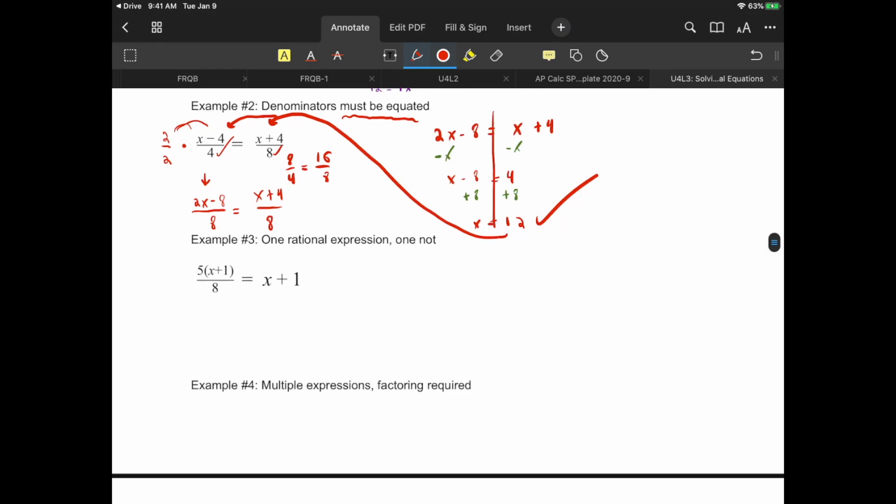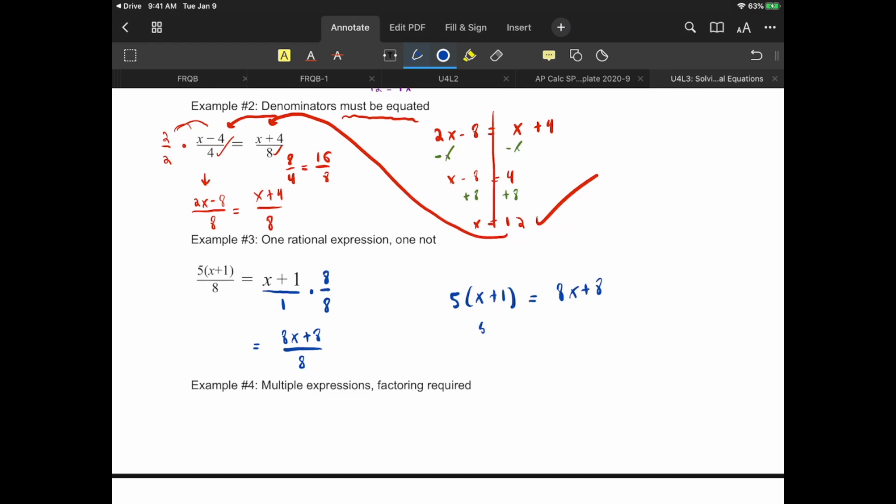Okay, so just going through a couple more examples here. Don't forget, if you have one term that's rational and one that's not, you can always just pretend this is x plus 1 over 1. And so to make it comparable, we would just have to multiply by 8 over 8 here to make these the same. So this would be equal to 8x plus 8 over 8. And now we could write 5 times x plus 1 is equal to 8x plus 8.